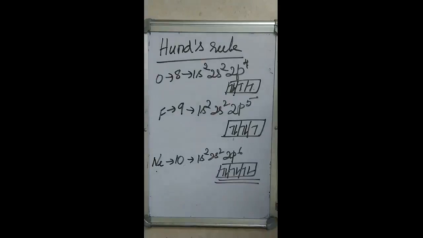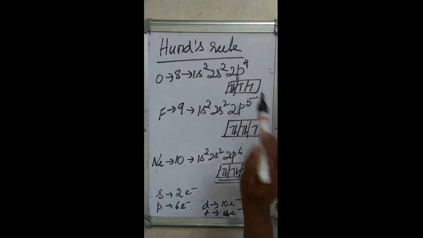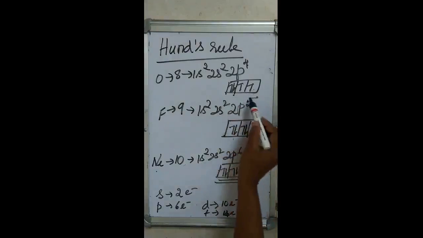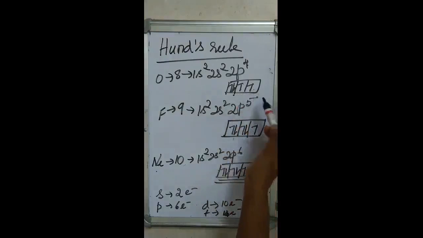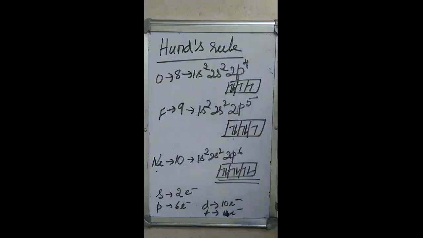Completely filled p orbitals. So this you have to keep in your mind: s has a capacity to fill 2 electrons, p has a capacity to fill 6 electrons, d has a capacity to fill 10 electrons, f has a capacity to fill 14 electrons. Okay, I hope you understood the concept of Hund's rule. No pairing of electrons takes place until all the orbitals of p, d and f subshells are singly occupied with the parallel spin. This is Hund's rule.